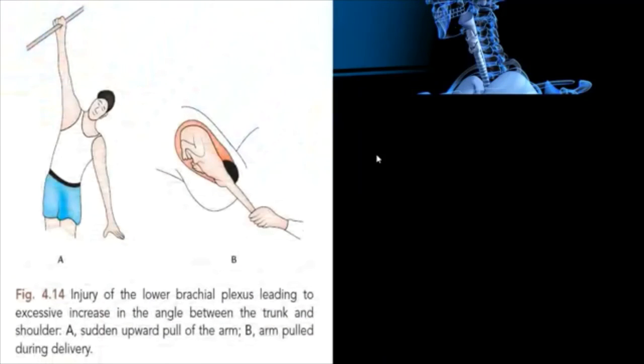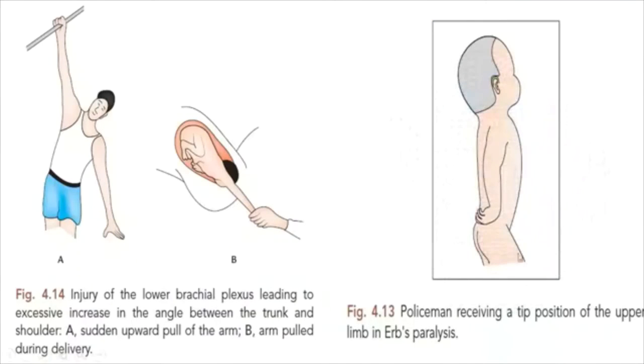Okay. Moving on to the next slide, I have to hurry a little bit because I have very little time. This figure shows the upper trunk injury and lower trunk injury of the brachial plexus. The upper trunk injury results in Erb's paralysis, and the lower trunk injury of the brachial plexus gives rise to Klumpke's paralysis.